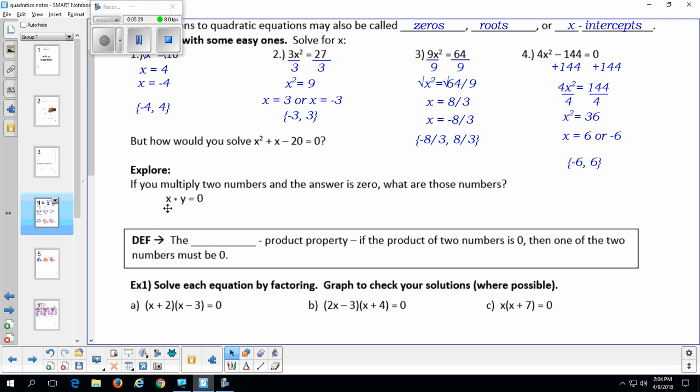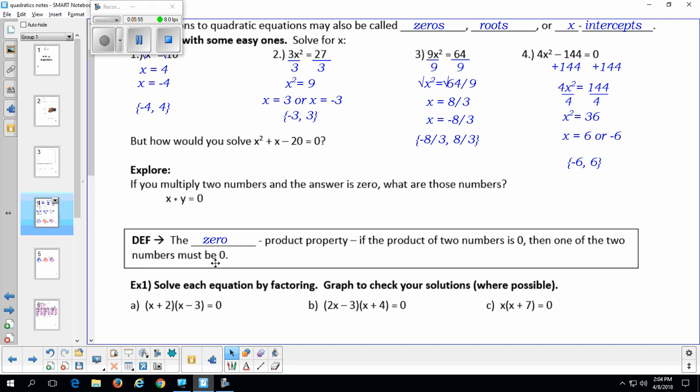One of them has to be 0. So x could be 0 and then y could pretty much be whatever it wants. Or x could be whatever it wants, but y has to be 0. Or they could both be 0. But the bottom line is when you multiply two numbers and get 0 as an answer, one of the numbers must be 0. And that's the zero product property. If the product of two numbers is 0, then one of the two numbers must be 0.